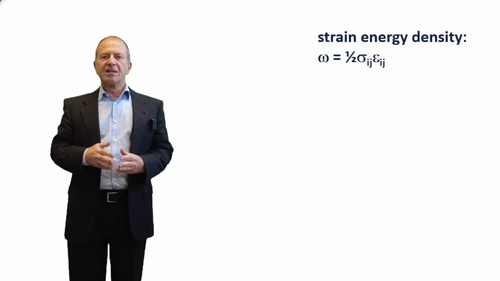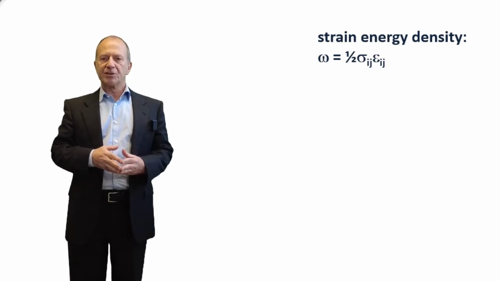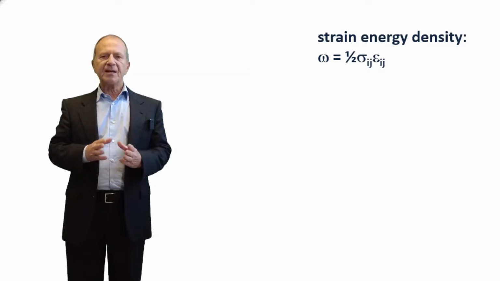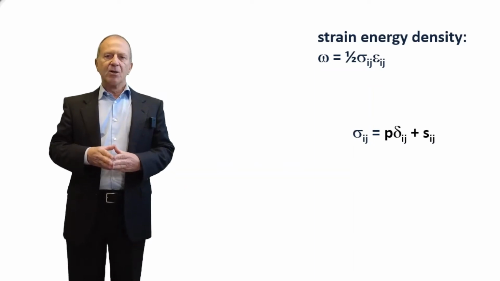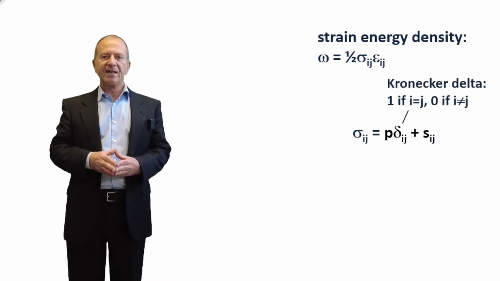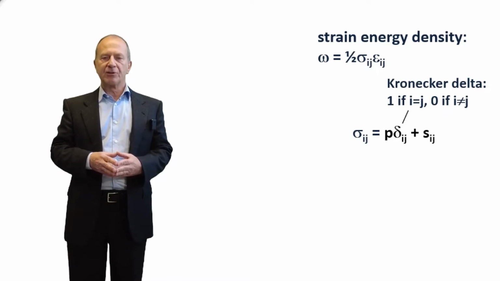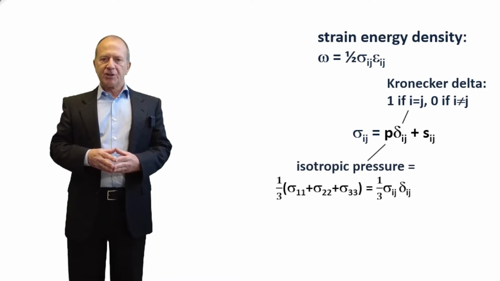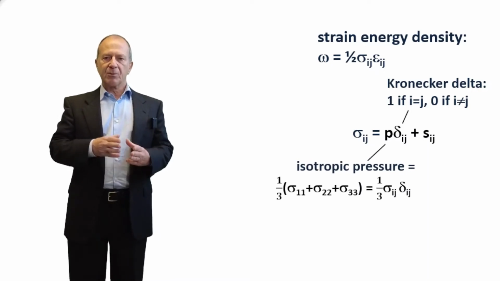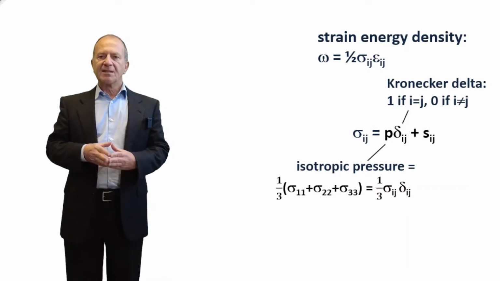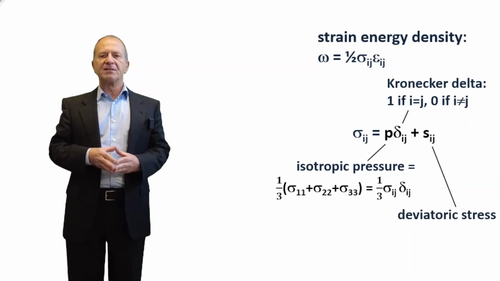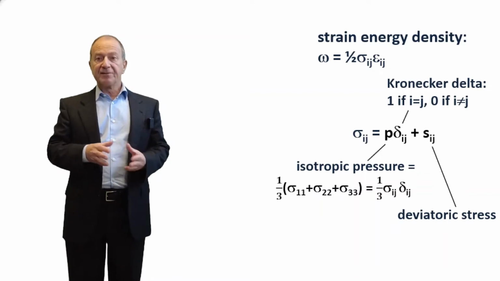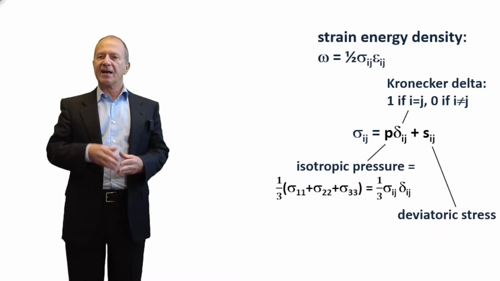We know that the stress tensor can be decomposed into an isotropic or hydrostatic stress and a deviatoric stress. Namely, any stress component sigma ij can be expressed as P delta ij plus Sij, where delta ij is the so-called Kronecker delta, which is 1 if i is equal to j and 0 otherwise. P is called isotropic pressure and is 1/3 of the trace of the stress tensor, sigma 11 plus sigma 22 plus sigma 33. Synthetically, P is 1/3 of sigma ij delta ij. Sij are the components of the deviatoric stress tensor. The deviatoric stress indicates how much the total stress sigma differs or deviates from the hydrostatic stress P delta ij.